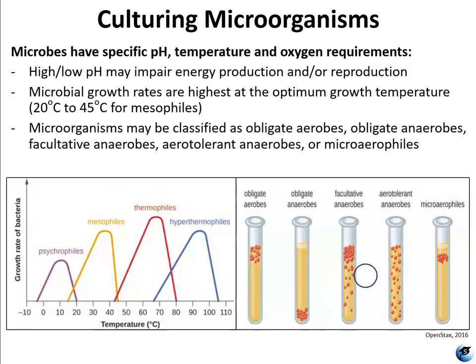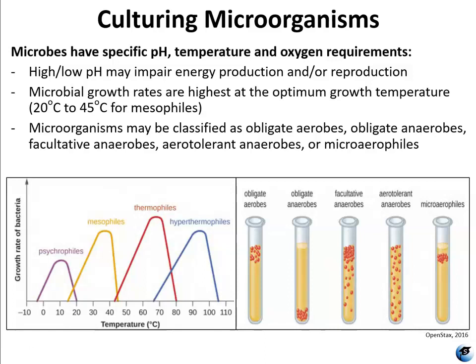The third tube shows heavy growth at the top and growth throughout the tube. So this is a typical result for a facultative anaerobe. Facultative anaerobes are organisms that thrive in the presence of oxygen, but they can also grow in its absence by relying on fermentation or anaerobic respiration. The aerotolerant anaerobes in the fourth tube are indifferent to oxygen, so they don't use oxygen because they usually ferment, but they're not harmed by oxygen either.